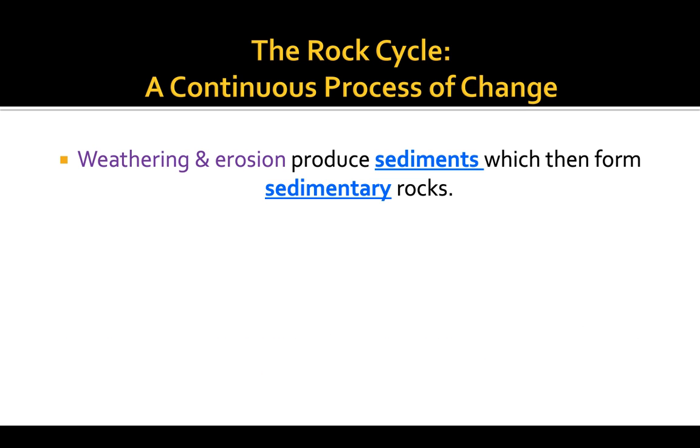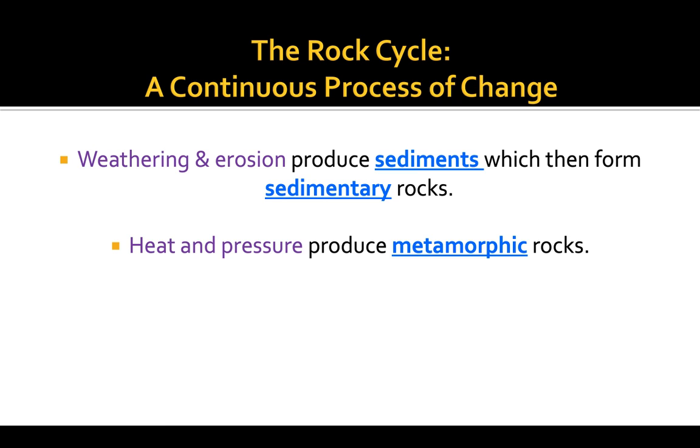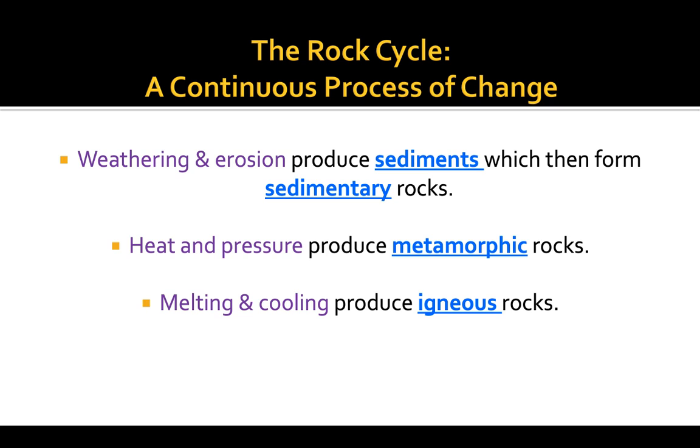So the rock cycle is a continuous process of change. So weathering and erosion produces sediments, which then form sedimentary rocks. Heat and pressure will produce metamorphic rocks. And melting and cooling produce igneous rocks.